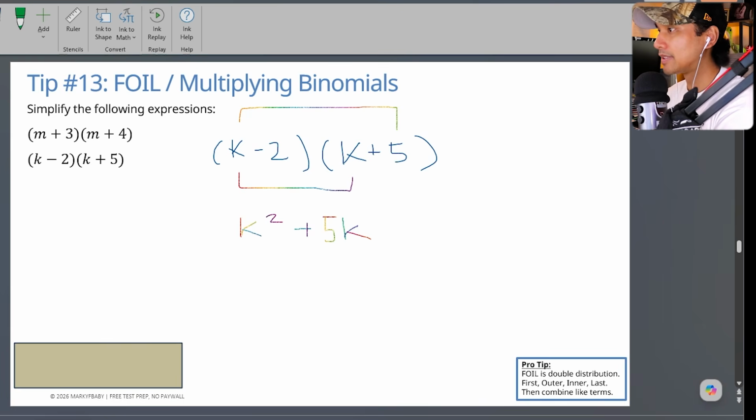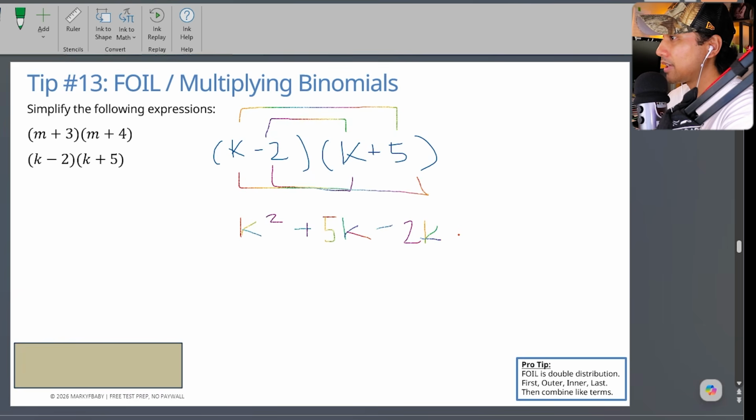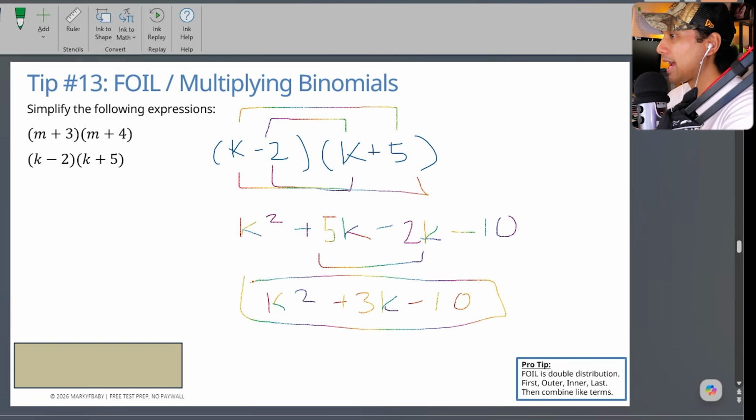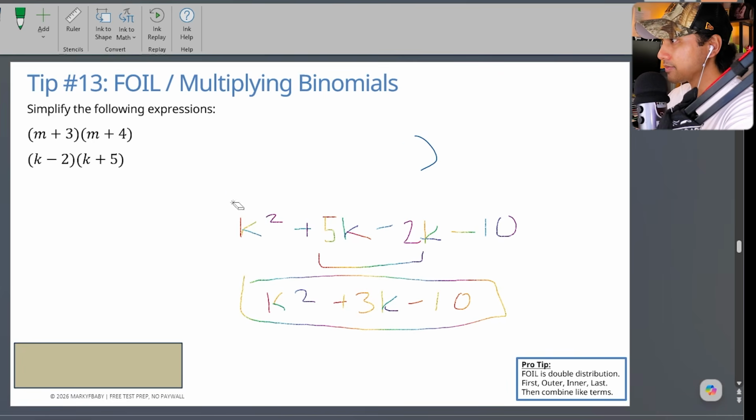It looks cleaner. All right, negative 2 times k equals negative 2k. Okay, and then negative 2 times 5 equals negative 10. And what we're left with after we combine these like terms, we get k squared plus 3k minus 10. Boom, bam. Now you know how to FOIL and multiply binomials. Okay?